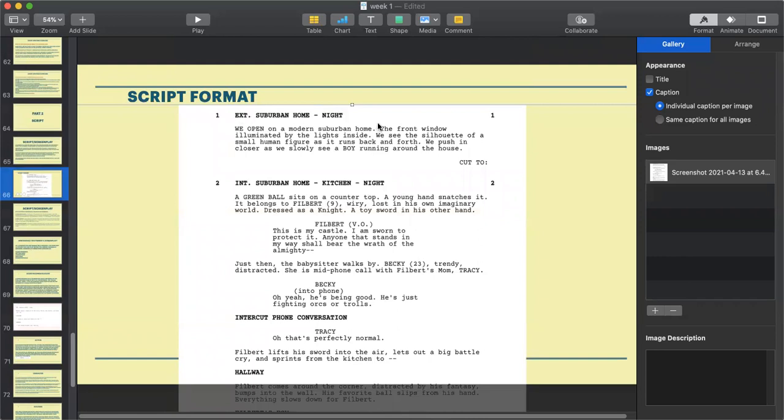Okay. So here is the location. So you can understand that it's an external shot. Okay. Not inside a room. So external, you are showing a suburban home at night time. So reading this, it's very clear what the location and the time are, right?